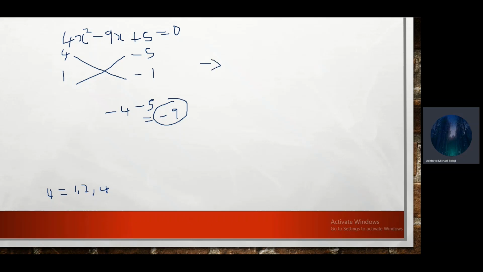Very, very simple. The most important thing is to get the right factors and the right signs attached to them. And that's all. So for this first one, we have our first factor to be 4x minus 5. And we have our second factor to be what? To be x minus 1. And that's all. Very, very simple.